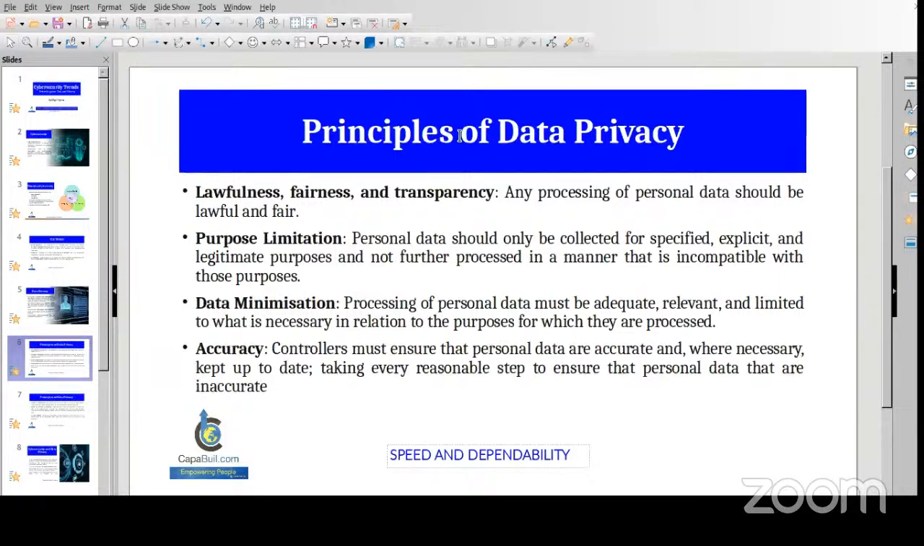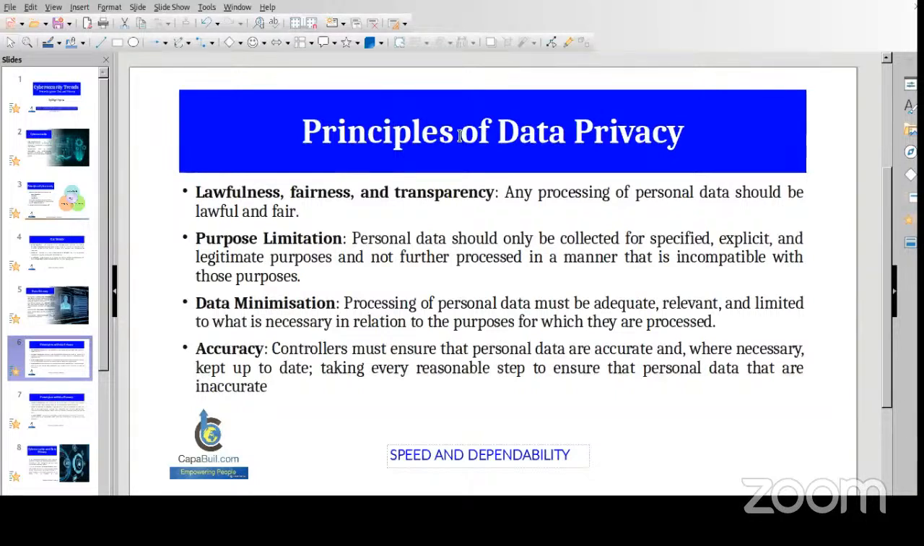Purpose limitation: personal data should only be collected for specified, explicit, and legitimate purposes, and not further processed in a manner that is incompatible. If I give you my email and my full names so that you can register an account for me under Capable, will I then start getting spam emails from other marketing agencies? Those are the questions you should be asking people who are collecting your data. How well have you limited my data usage?